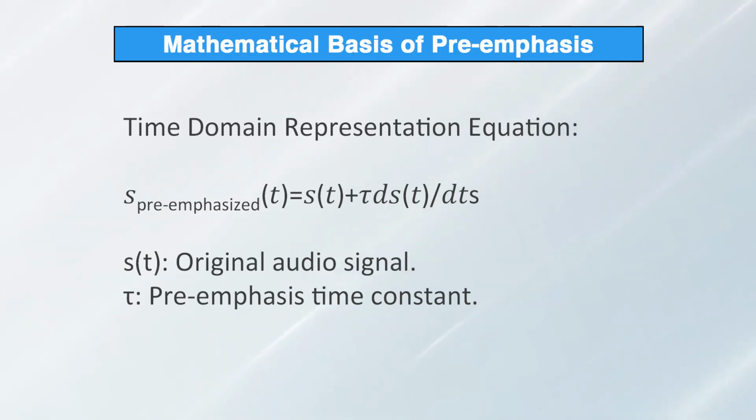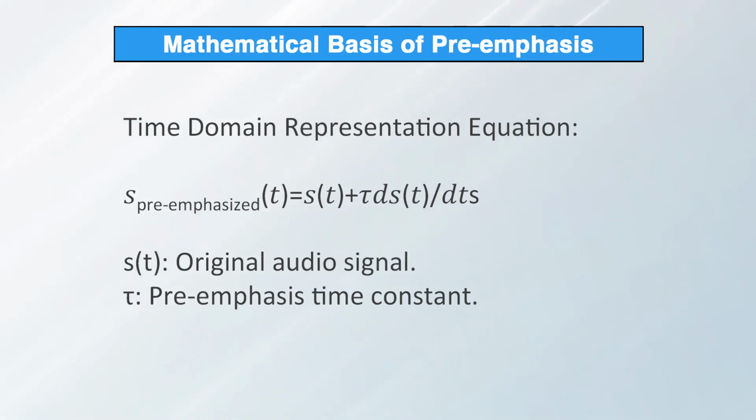The technique involves boosting the higher frequencies of the audio signal before modulation. Mathematically, pre-emphasis is achieved by using a first order high pass filter. In the time domain, the pre-emphasis process can be represented by the following equation: S_pre-emphasized(t) is equal to S(t) plus tau times dS(t)/dt, where S(t) is the original audio signal, and tau is the pre-emphasis time constant.